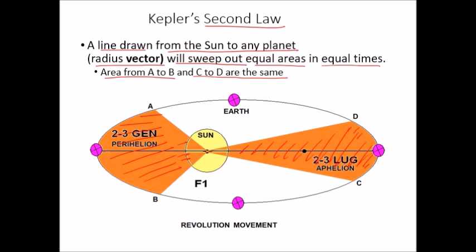That means the revolution orbit from A to B is longer. The orbit from C to D is shorter. Now, the Earth must sweep out these areas in equal times.